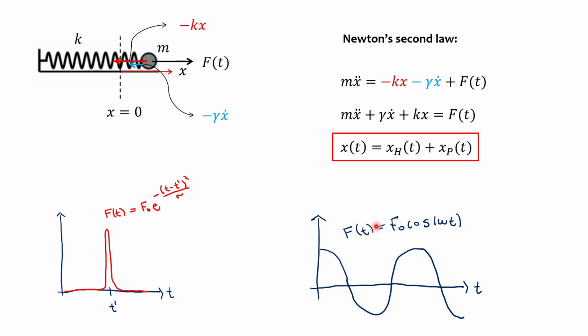Another type of driving force could be, for instance, if you take the left-hand side of the spring in your hand and start moving it back and forth. The profile of the driving force could take the form, for example, of a cosine or sine function with some driving frequency omega. The faster you move your hand back and forth, the larger the value of the driving frequency, and vice versa.